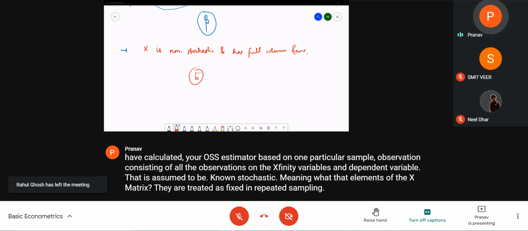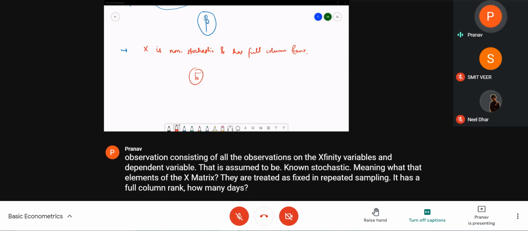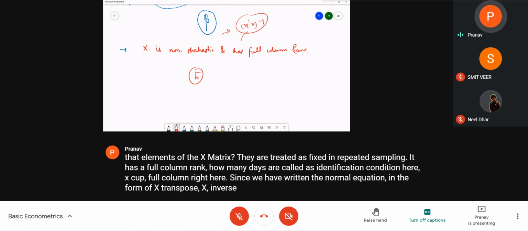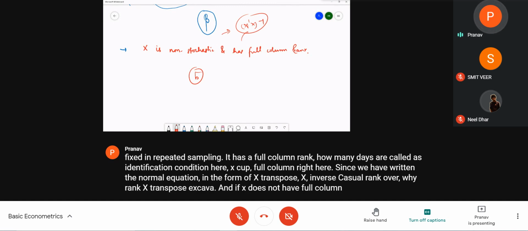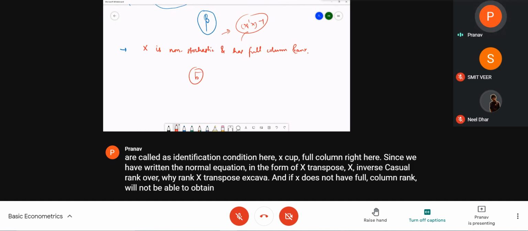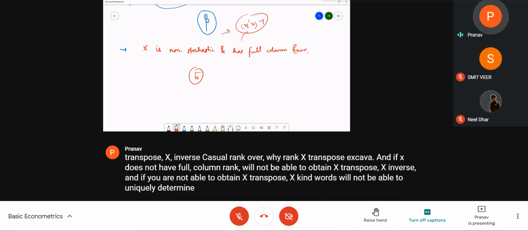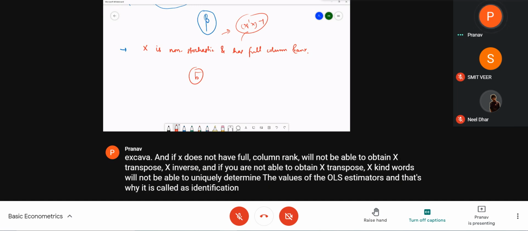And it has a full column rank. हमने देखा था assumption number 2, which is also called as identification condition, कि अगर X का full column rank नहीं होगा, since we have written the normal equation in the form of X transpose X inverse, X का जो rank होगा वही rank X transpose X का होगा, and if X does not have full column rank, we will not be able to obtain X transpose X का inverse. And if you are not able to obtain X transpose X का inverse, we will not be able to uniquely determine the values of the OLS estimators, and that's why it is called identification condition.